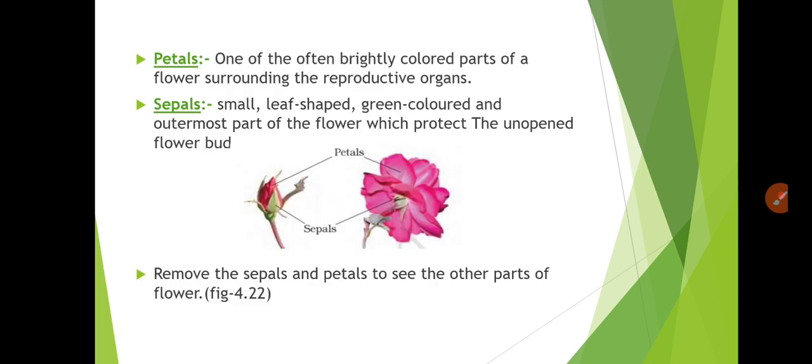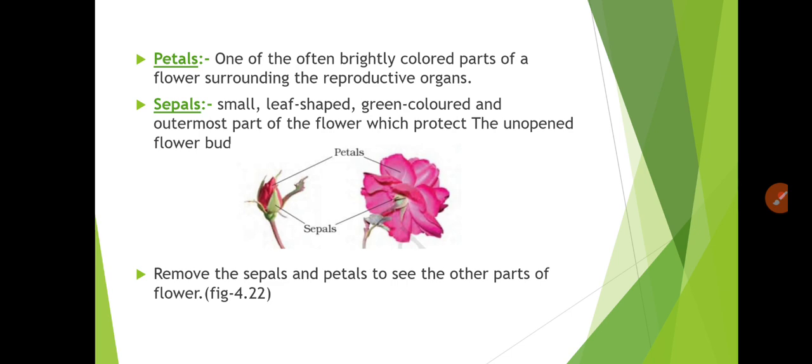Okay, what do you mean by petals? Let's study about the structure of the flower. So what do you mean by petals? One of the often brightly colored parts of a flower surrounding the reproductive organs. We have seen the leaf-like parts of plants, these are called petals, which are bright in color, which attract many insects towards itself.